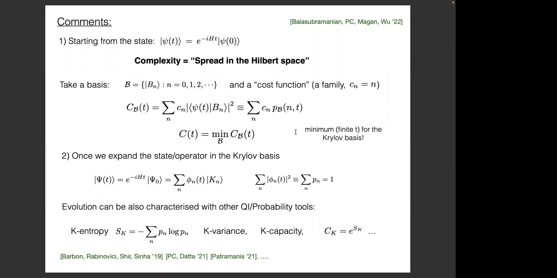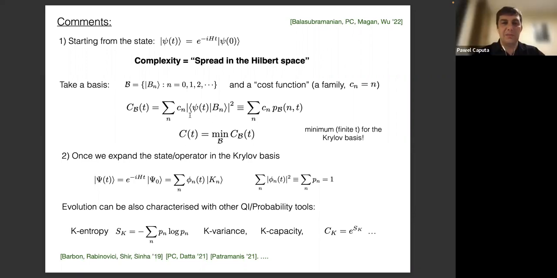Excuse me. This complexity looks very interesting, but it really depends on the choice of basis, right? It depends on two things: one is the choice of basis, the other is the so-called cost function. Well, you said that you have a beautiful proof, but physically, how can we understand that this minimum must come from the so-called Krylov basis?